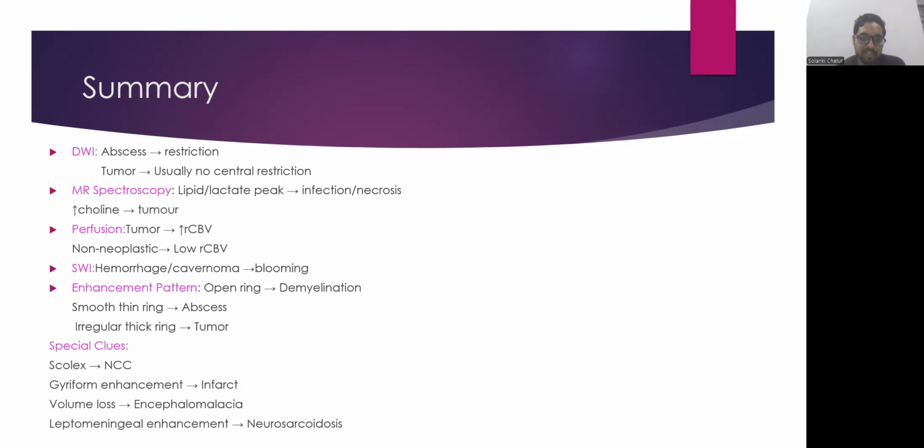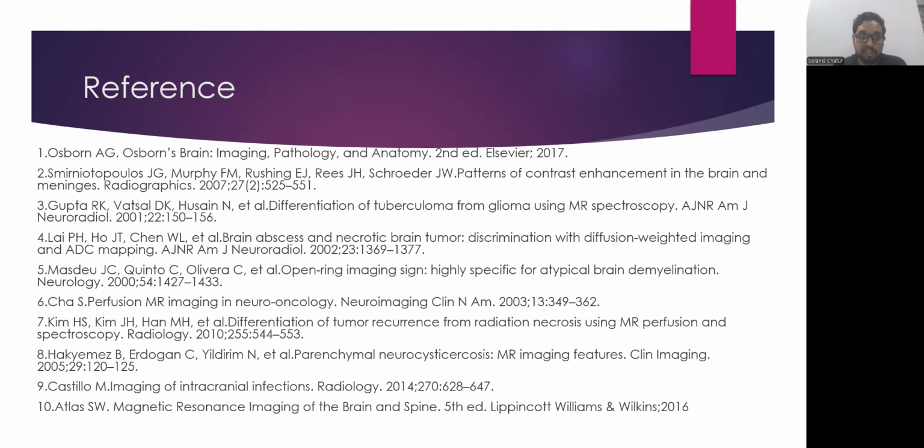Open ring enhancement is seen in demyelination, a smooth thin ring is seen in abscess, and an irregular thick ring is seen in tumor. Some specific signs: scolex is seen in neurocysticercosis, gyriform enhancement is seen in infarct, volume loss is seen in encephalomalacia, and leptomeningeal enhancement is seen in neurosarcoidosis.